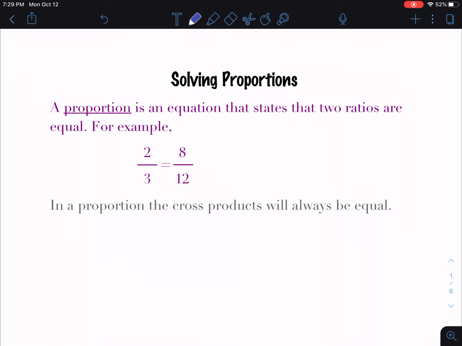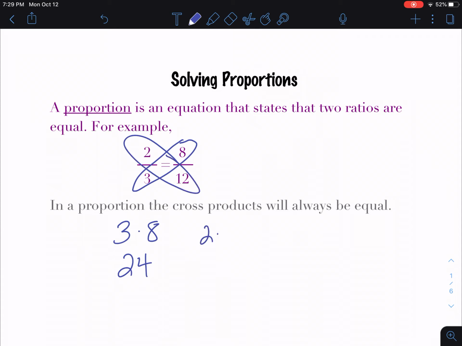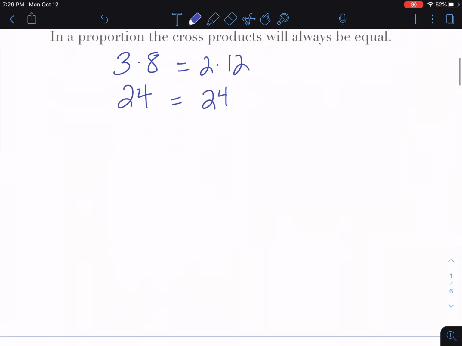In every proportion, the cross products will always be equal. Cross meaning diagonal, and product meaning multiply. So as we look at one diagonal of 3 and 8, the product of 3 and 8 is 24. And as we look at the other diagonal of 2 and 12, you will see that that is also equal to a product of 24. This will always be true, and this property is useful when we are solving for missing variables included within a proportion.